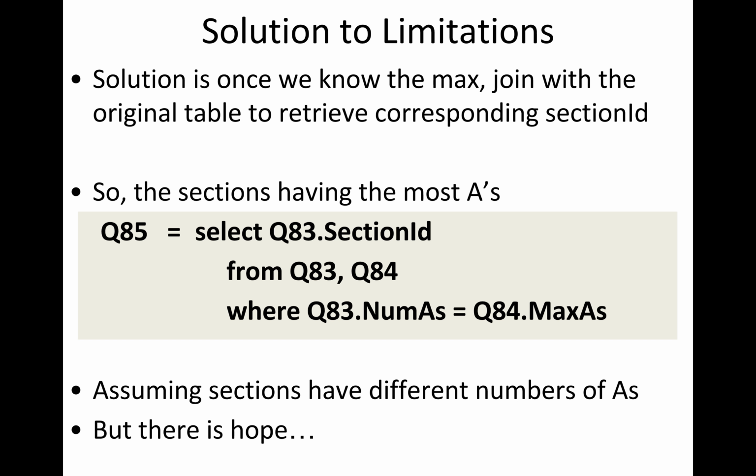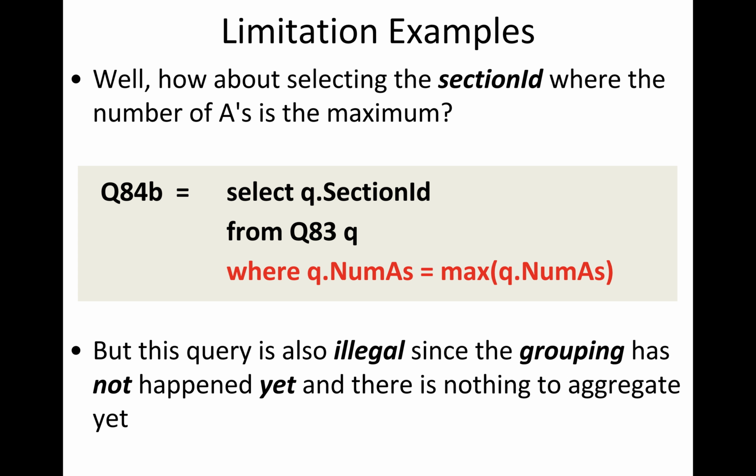We would have wanted to do something like this. Retrieve the section ID from the result set that had the number of A's and the section, and do something like this, where the number of A's is equal to the max of the number of A's. So we're using the aggregate in the where clause. But this is not allowed, because by the time we get to the where clause, it has been grouped already, so we can't calculate the maximum of anything because those number of A's are gone. They were used to group the whole thing.